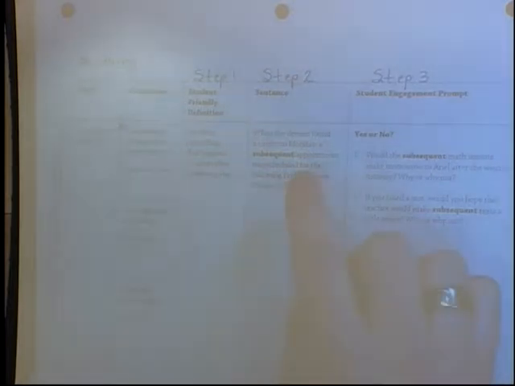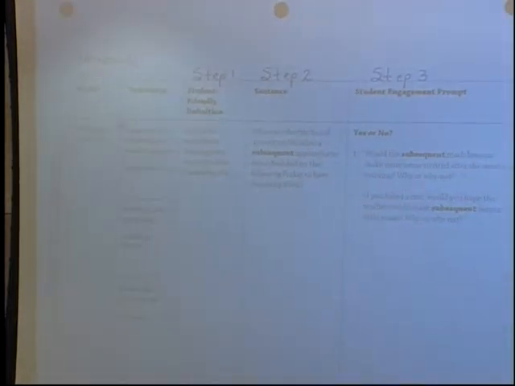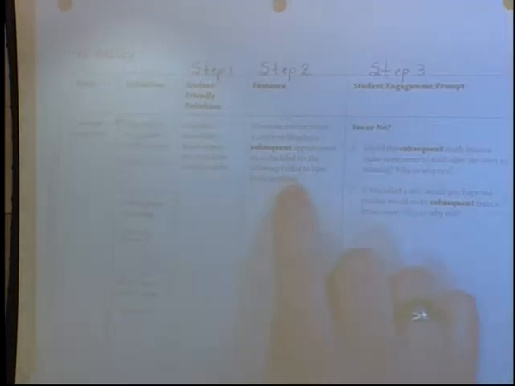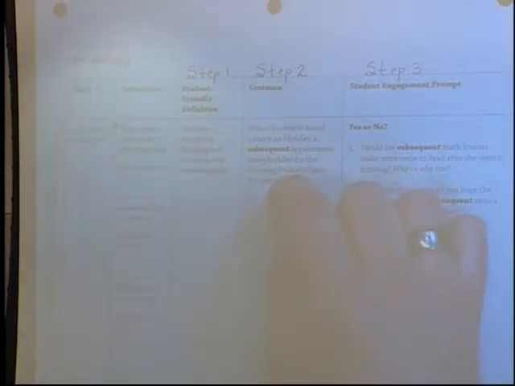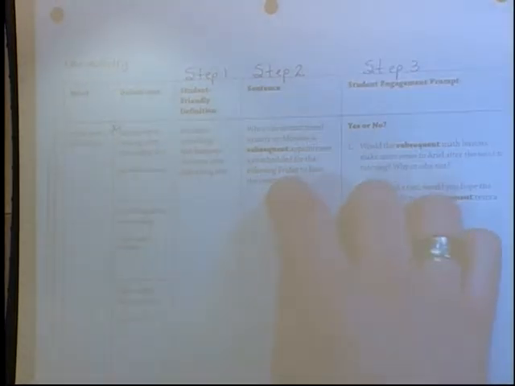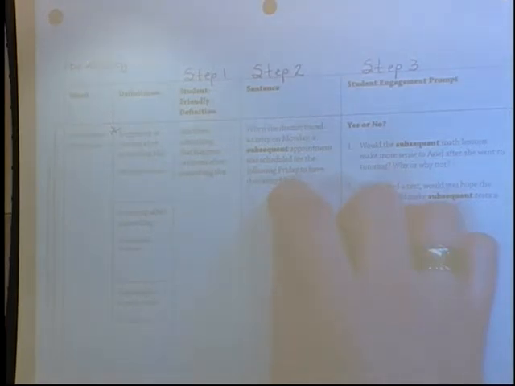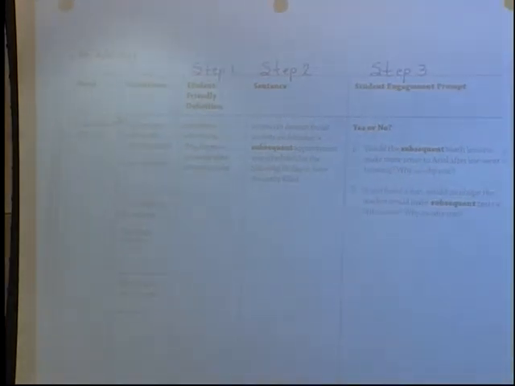I am going to write a sentence that demonstrates how my word is used. So for subsequent, I've written this sentence: When the dentist found a cavity on Monday, a subsequent appointment was scheduled for the following Friday to have the cavity filled. Good. You think my 9th grade students could possibly identify with that? I think that's a nice sentence.